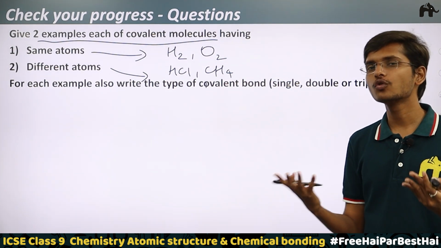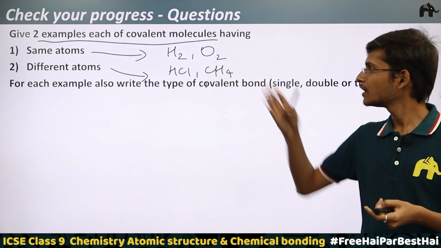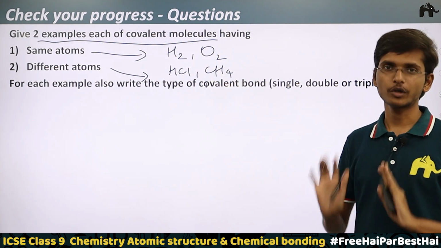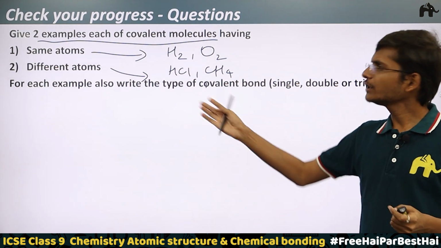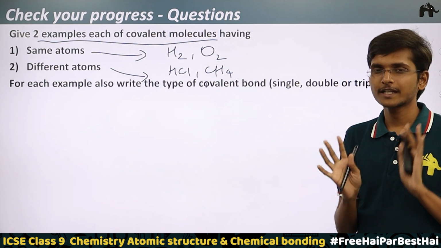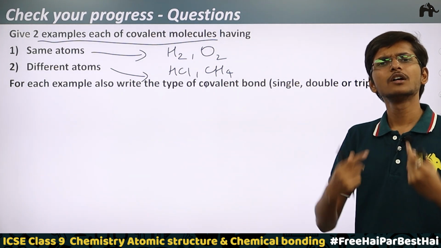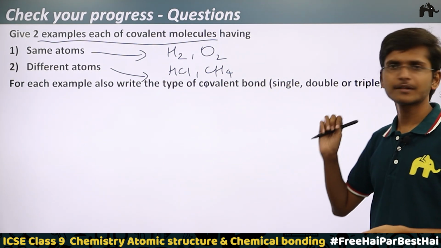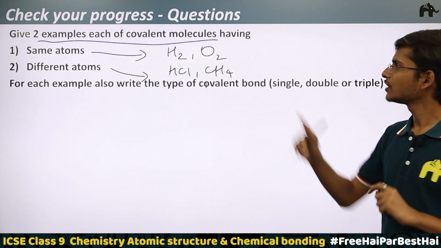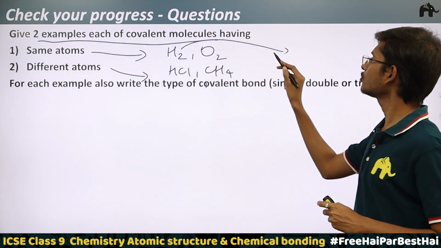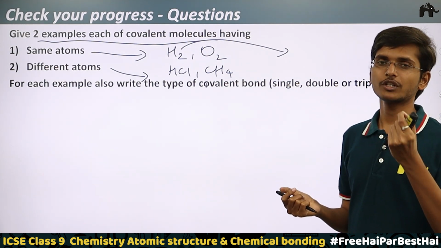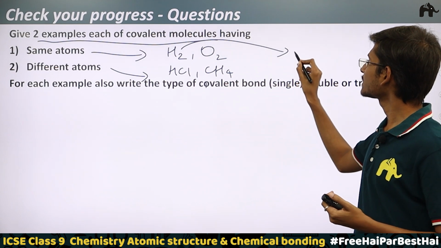But why won't you know? Because whatever covalent molecules we have studied till now, the 9 covalent molecules, you give examples out of those only. And if you have studied them nicely and understood how they are formed, you would definitely tell which type of covalent bond is present in them: single, double or triple. For hydrogen, we know there is a single covalent bond when it is formed, because only one mutually shared pair of electrons is there. So here it is single.